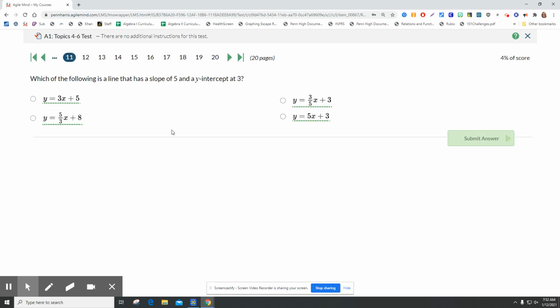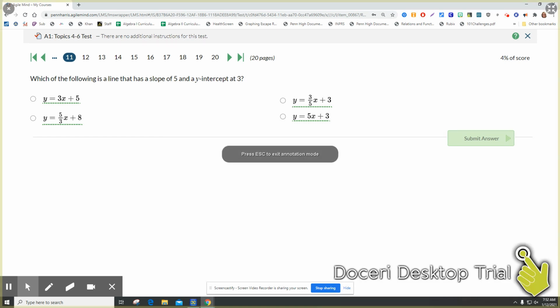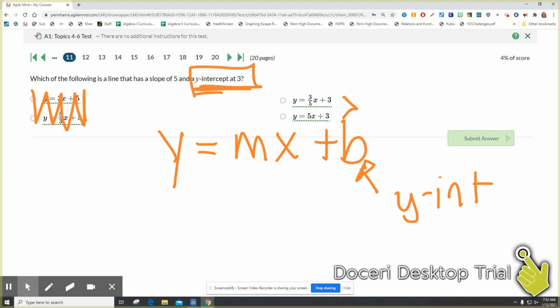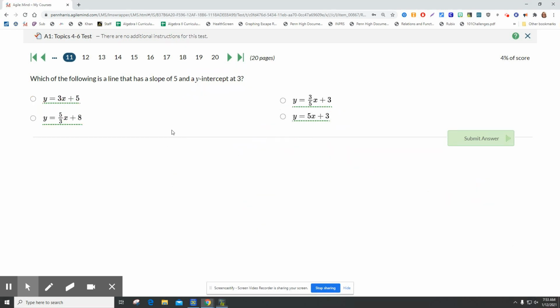Okay, number 11. Which of the following is a line that has a slope of 5 and a y-intercept of 3? So guys, as a reminder, all of these are in slope-intercept form, where the number at the back by itself is going to be your y-intercept. So I look here and they say the y-intercept needs to be 3. Well, the only ones that have the y-intercept of 3 are these two. So I'm going to cross these two off over here. The next thing they say, it has to have a slope of 5. Well, a 5 needs to go in that spot. So that would be this answer right here.